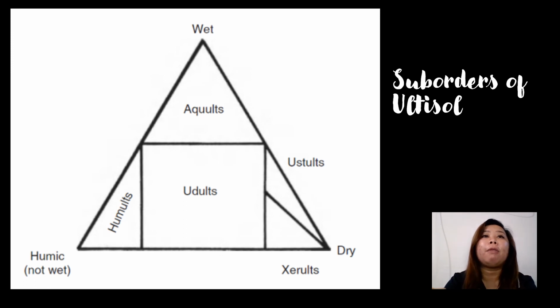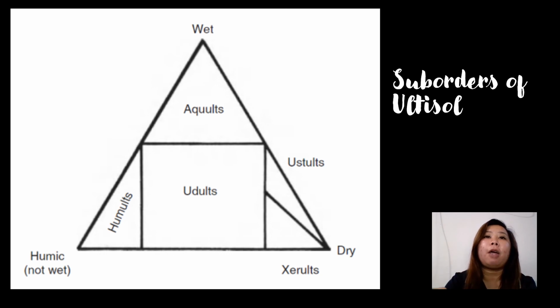And then we have the humults. From the name itself, humults have high organic carbon contents but do not have characteristics of wetness specified in the aquults. So humults contain more than 0.9% organic carbon in the upper 15 centimeters of the argillic or kandic horizon.